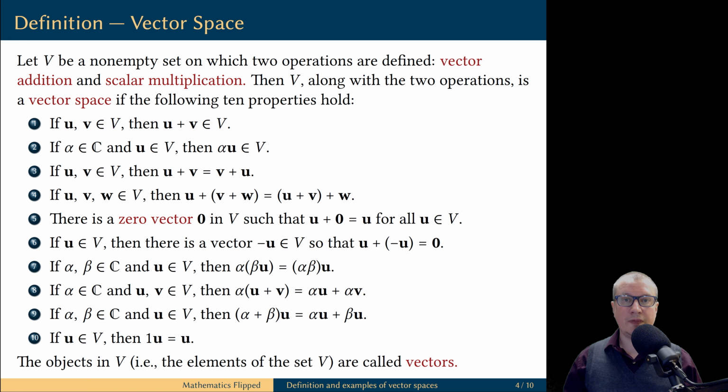The operation of vector addition combines two elements of a given set to produce another element of the given set, and the operation of scalar multiplication combines a number with a given element of a set to produce another element of the set. This structure, which comprises a set V plus the two operations, is a vector space if the following 10 properties hold. This is exactly the same 10 properties that are satisfied by the operations of vector addition and scalar multiplication for column vectors as well as for matrices.